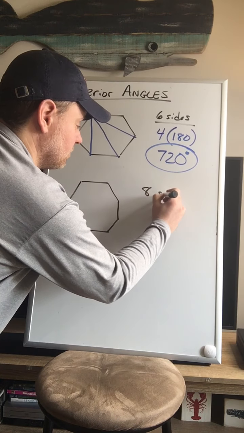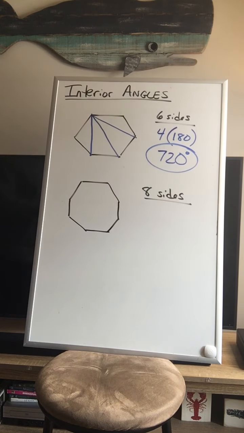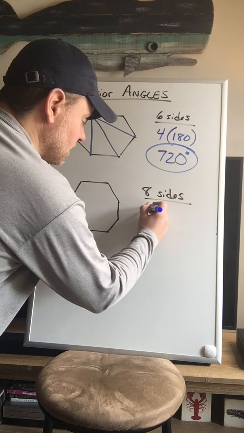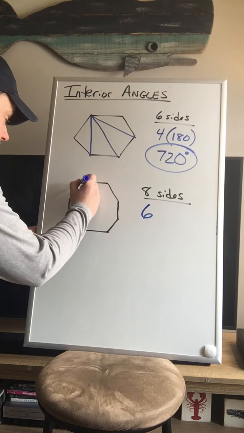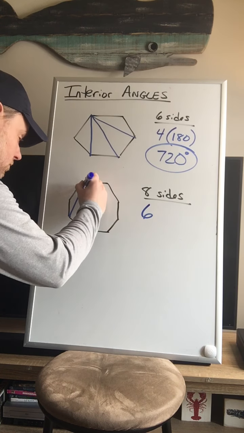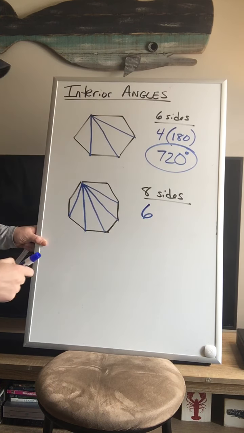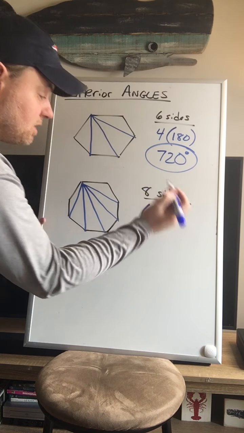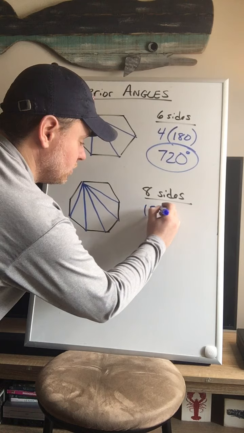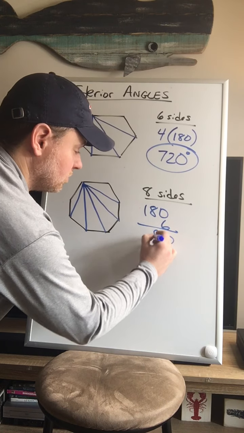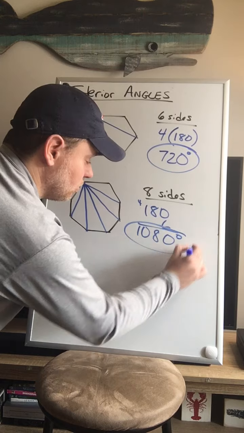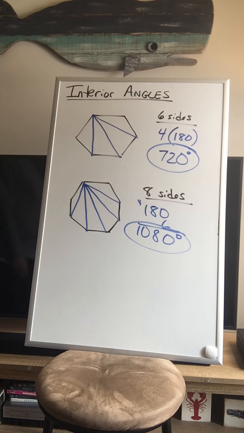How about an octagon? Now 8 sides. So how many triangles are going to fit in there? 6, right? 2 less than the number of sides. 1, 2, 3, 4, 5, 6. So we would do 180 degrees times 6, right? 180 times 6, 1080 degrees.